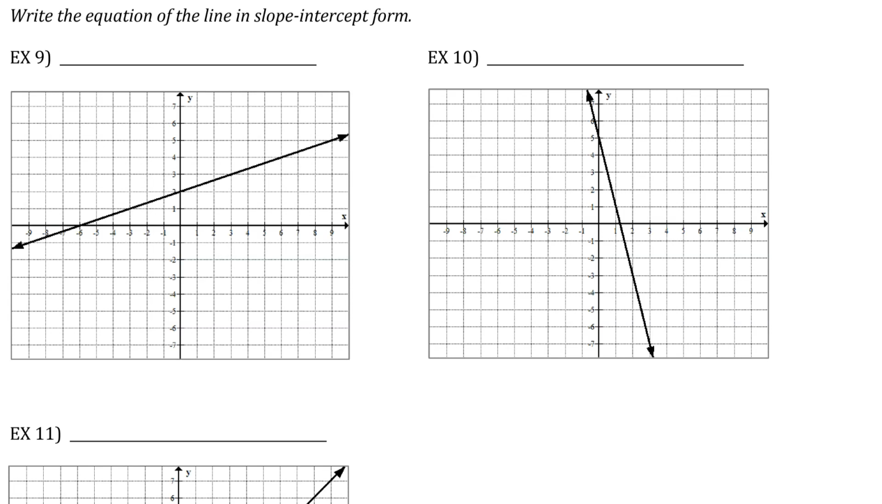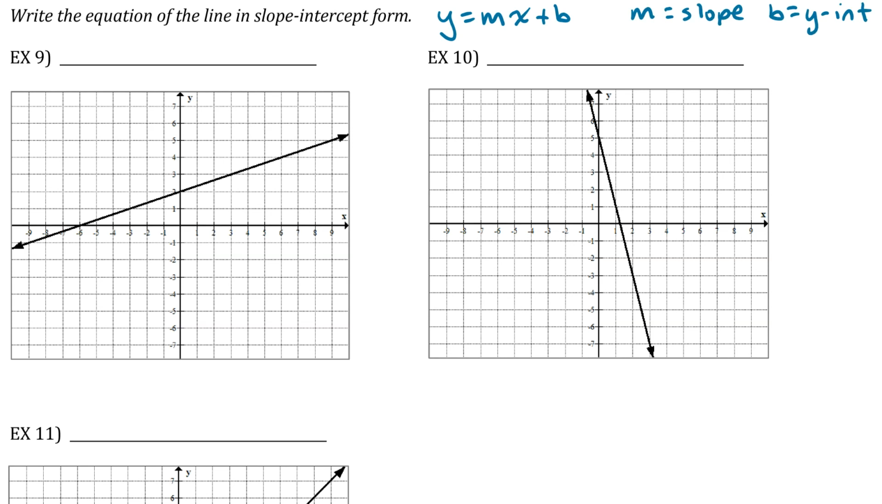So remember, slope-intercept form just means we want it in the form y equals mx plus b, where m is the slope and b is the y-intercept. So if we can find the slope and the y-intercept, then we're pretty much done with the problem. So let's look at example 9.